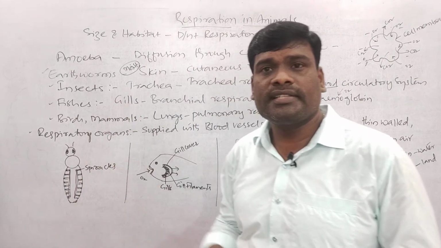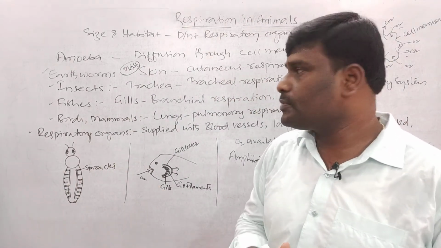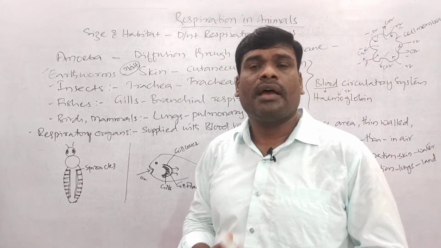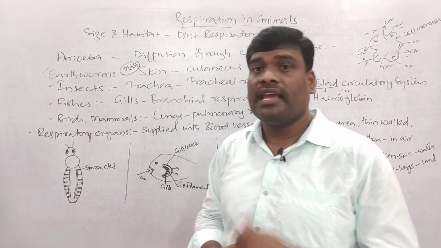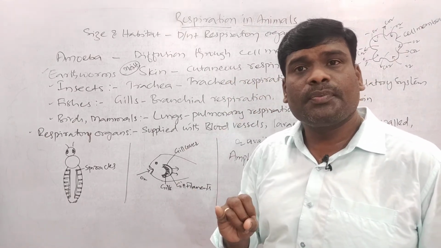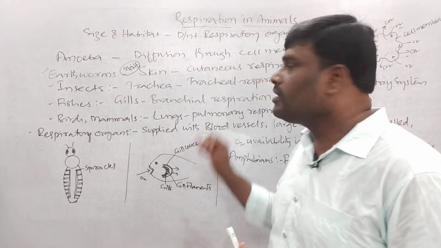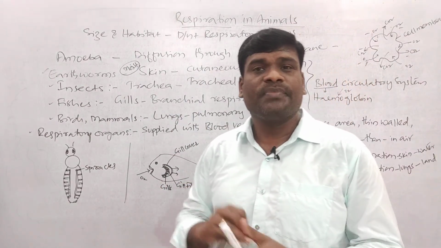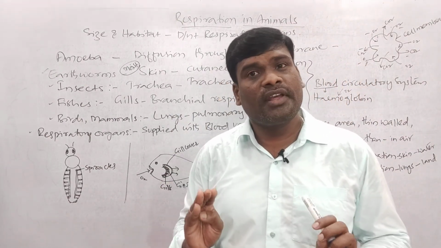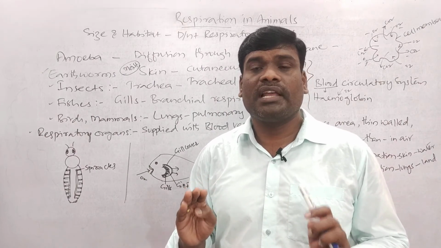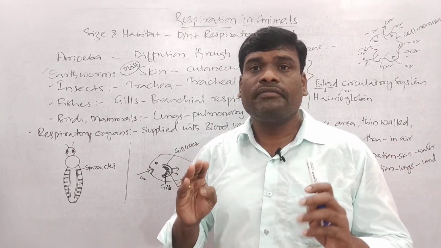And what about insects? In insects, tracheal respiration is seen. In fishes, branchial respiration is seen. In amphibians, cutaneous respiration as well as pulmonary respiration is seen. And in mammals, children, pulmonary respiration is seen because they live on land. So that's all for today, children.